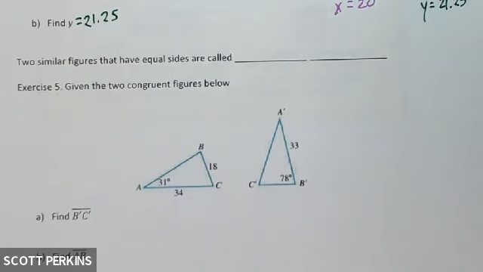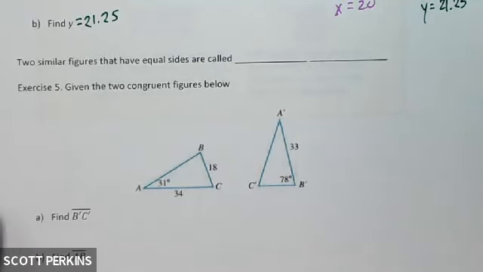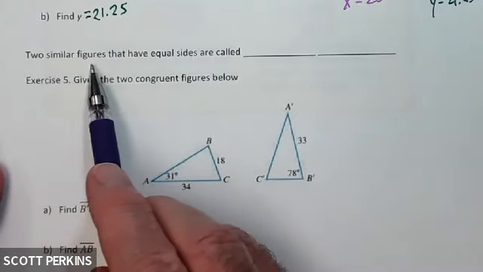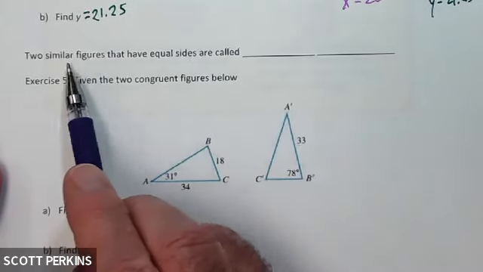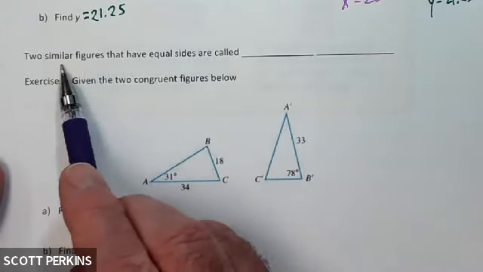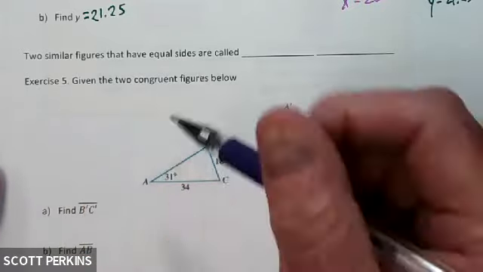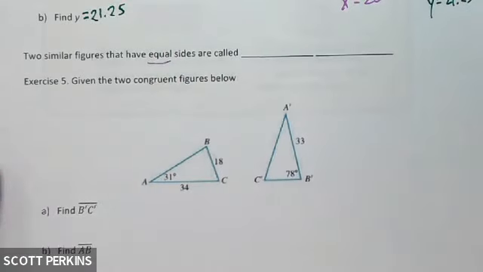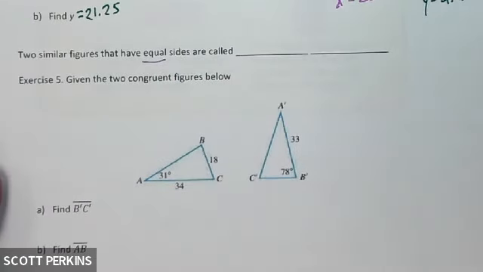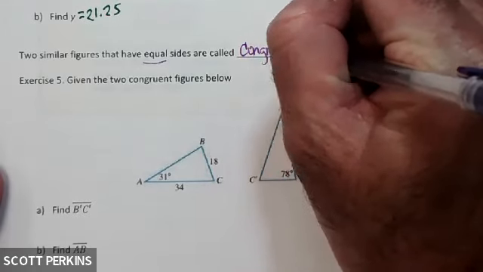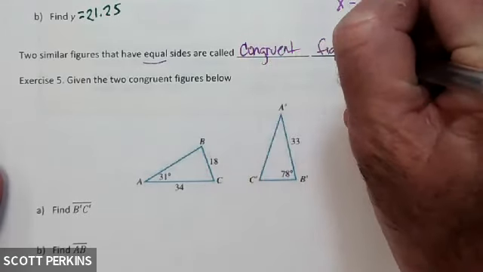There's a special instance in similarity where instead of the sides being in proportion, the sides are equal. So two similar figures, remember similar figures mean the angles are the same and the sides are in proportion. But this time I have similar figures that have equal sides. So when it's just a one-to-one relationship because everything's equal, what these are called is congruent figures.